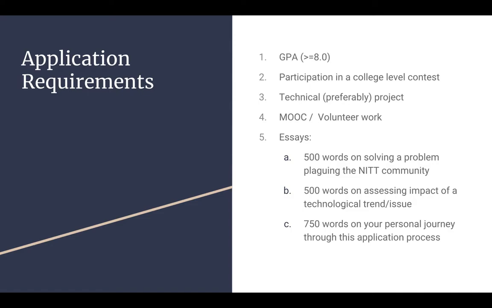So let's start with a brief look at the application requirements. First of all, the GPA, you need to have more than 8 and you need to participate in a college level contest. So it could be Festember or Pragyan or any contest organized by a club. But then they're looking for participation, not volunteer work. Preferably a technical hobby project, but it could be anything of your interest. Participation in a MOOC or taking part in a volunteer work at some NGO, followed by 3 essays.